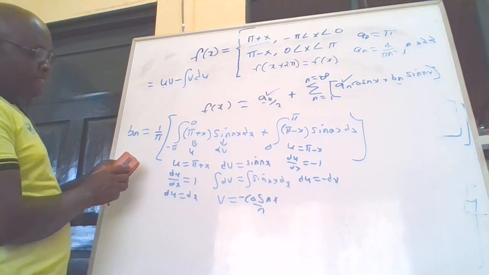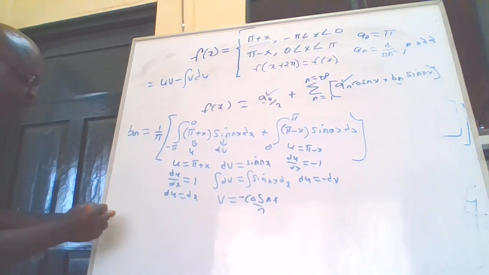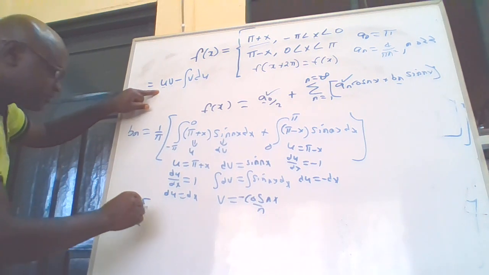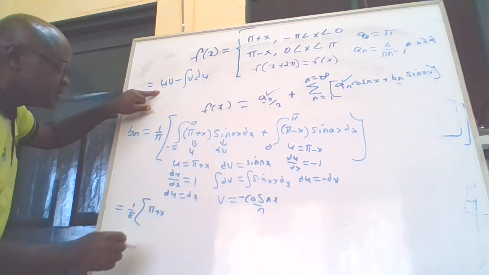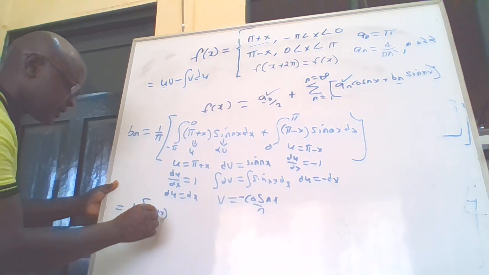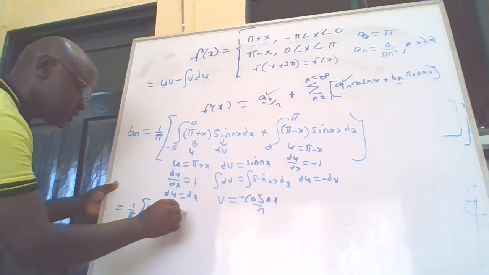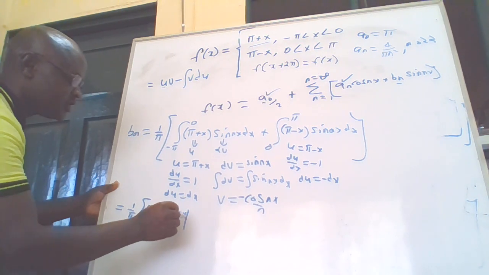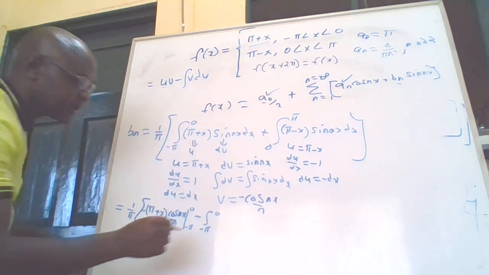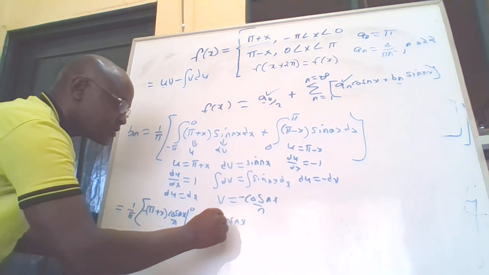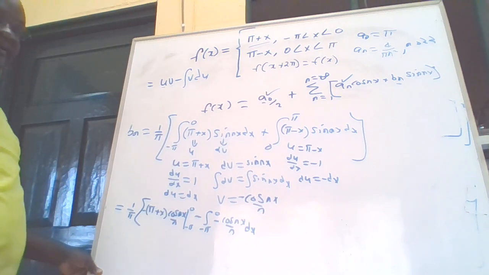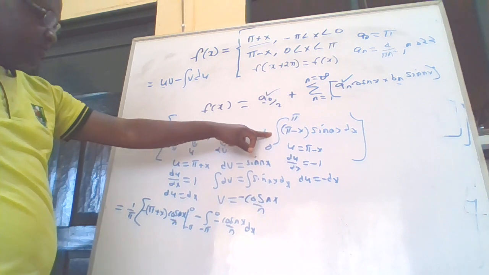I can write it below here, so that I have 1 over pi into, now here we have our u, which is pi plus x, then v is negative, so I have minus cos nx all over n in the range of negative pi to 0, then minus, our v there is minus cos nx all over n, du equals dx, so we have dx like that. So I'm through this, then I move to that part.